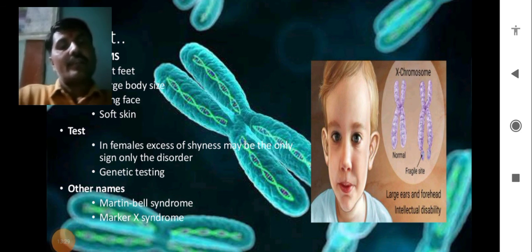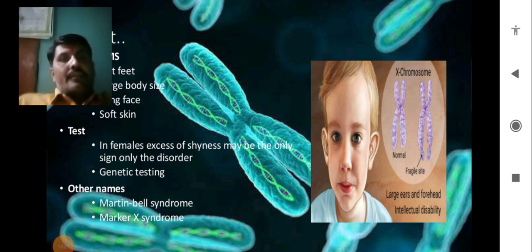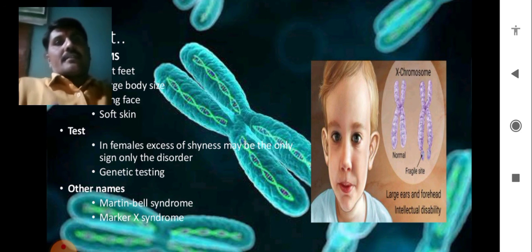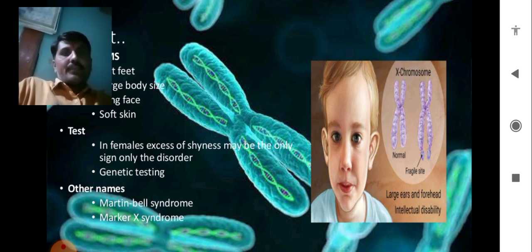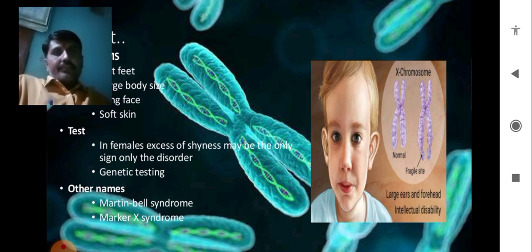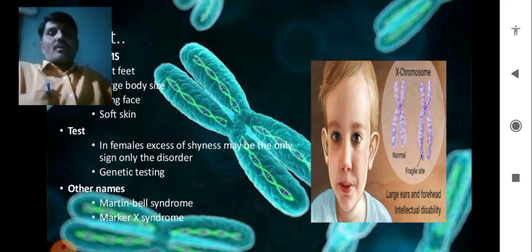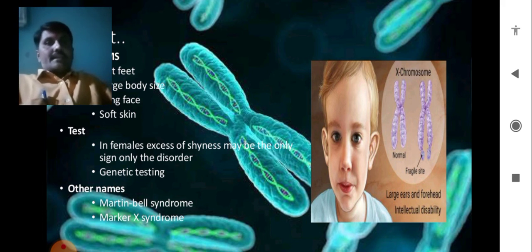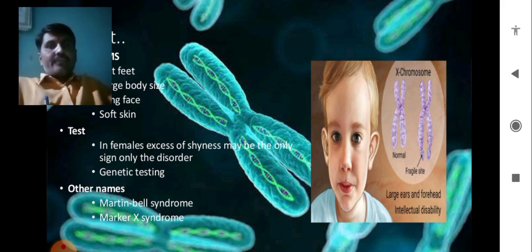So friends, we have discussed linked inheritance, and we are going to look at examples such as Drosophila and eye color and many more of this linked inheritance.